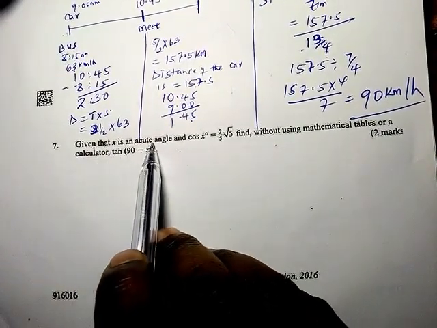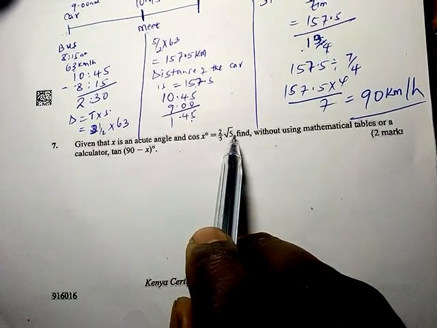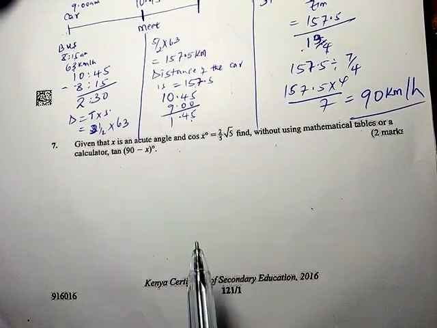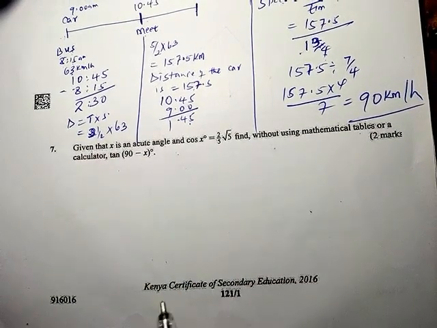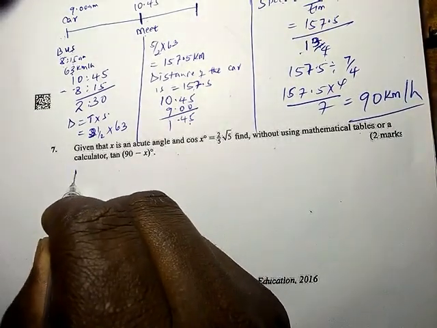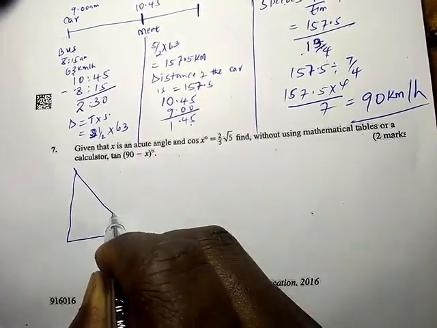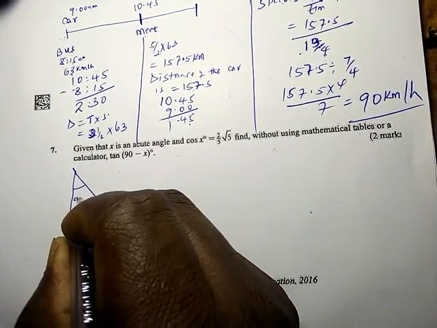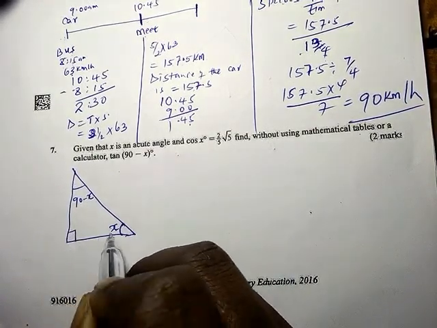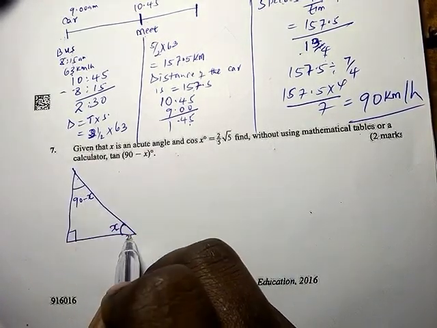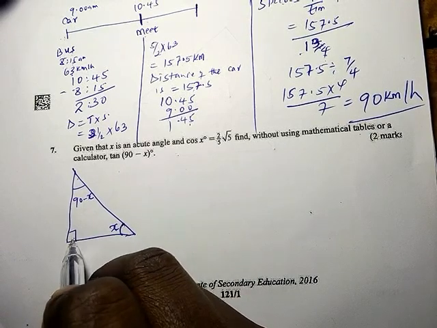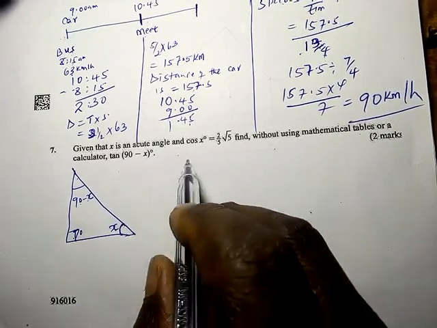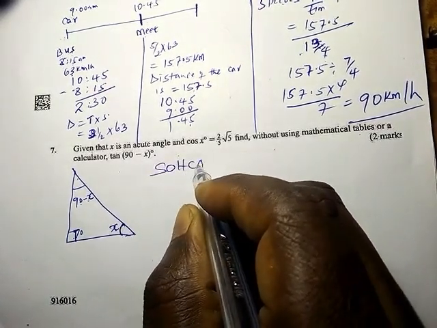Given that x is an acute angle and the cos x is this, find without using mathematical table or a calculator. So for you not to use a calculator, you must draw it. So this is a right angle triangle. This is x. If this is x, this one is 90 minus x, because this is 90. This and this should add up to 90, right? To make 180. So cos, we use soh cah toa.